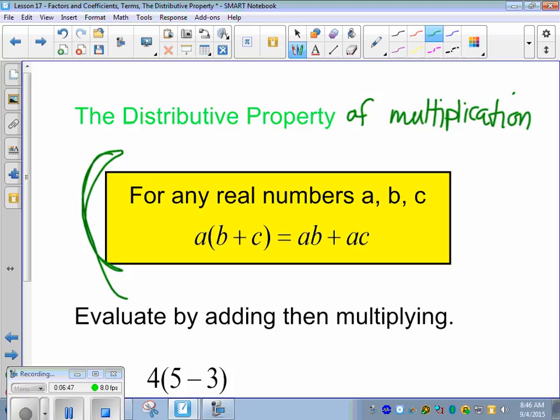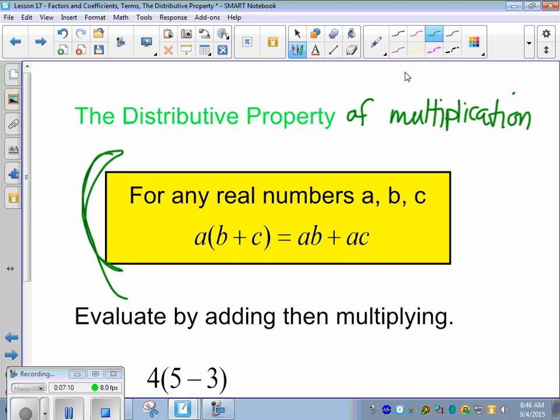So the distributive property tells us that for any real numbers a, b, c, a times quantity b plus c equals ab plus ac. Some of you, I could tell when we were doing that complicated surface area problem on the whiteboard, already know how to do this. If you don't, it's totally fine.